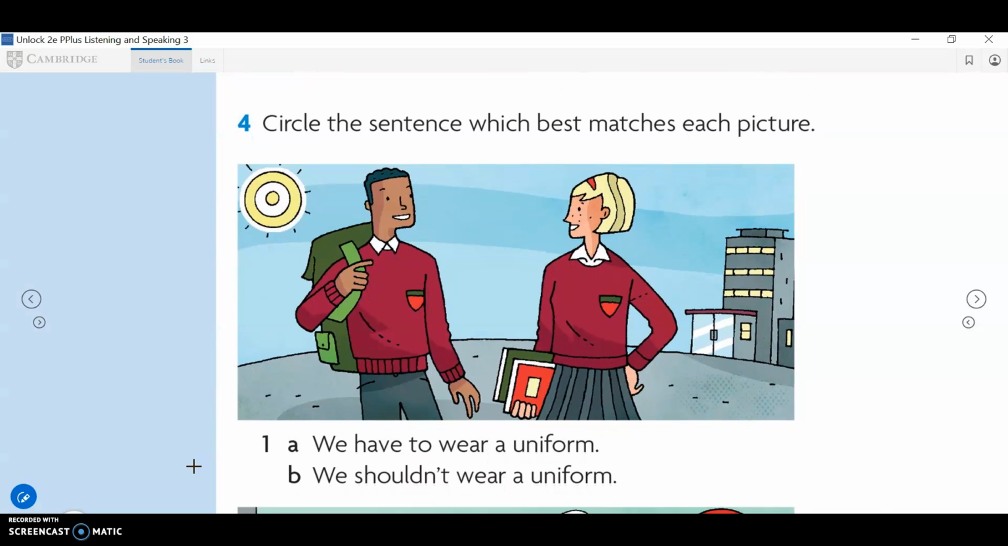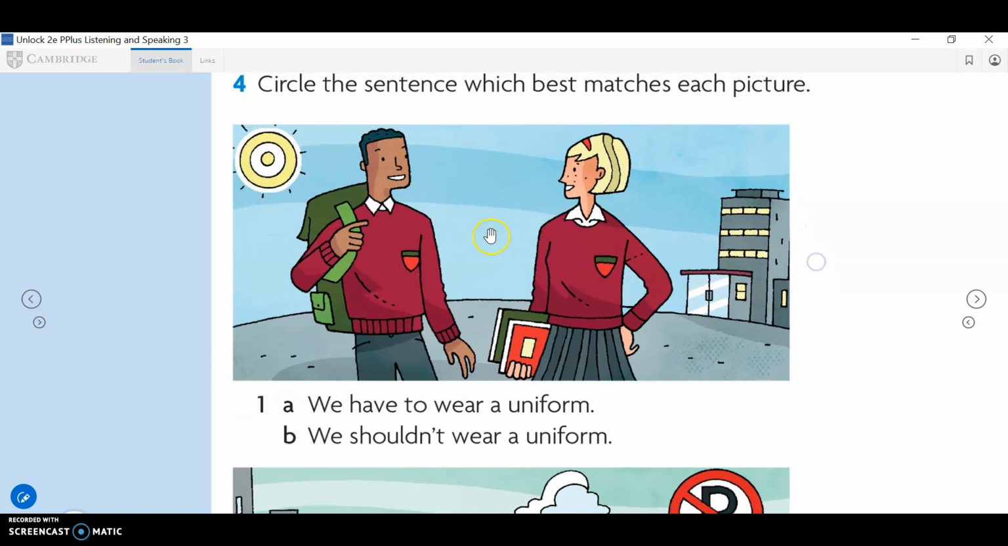Okay, here you have another exercise for using modals. Okay, exercise number 4, circle the sentence which best matches each picture. So let us look at the first picture. Here you have two people, a boy and a girl, a man or a woman. They wear uniforms, so school uniforms. So which sentence best matches the picture? We have to wear a uniform or we shouldn't wear a uniform? This is a uniform.